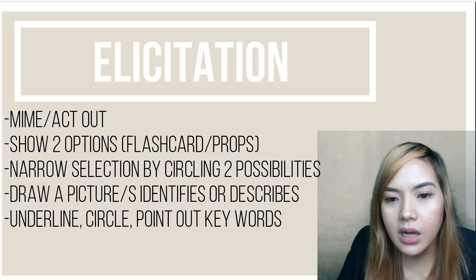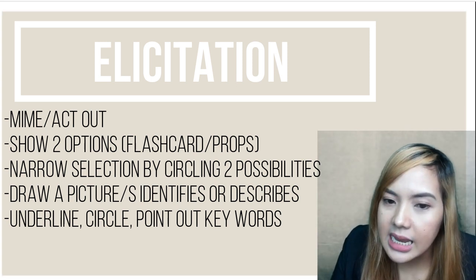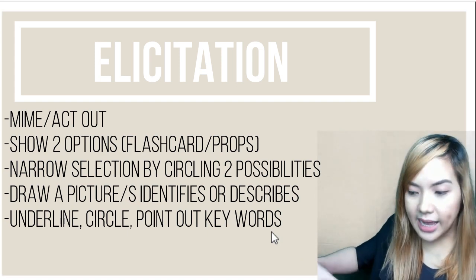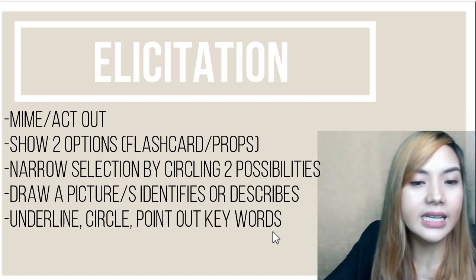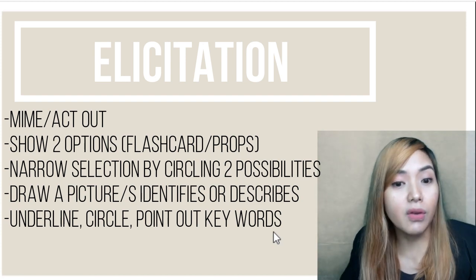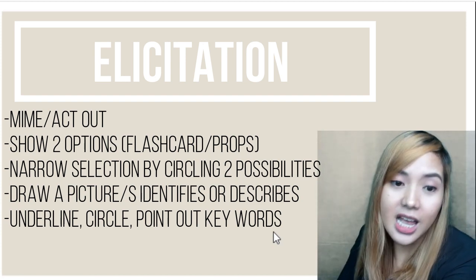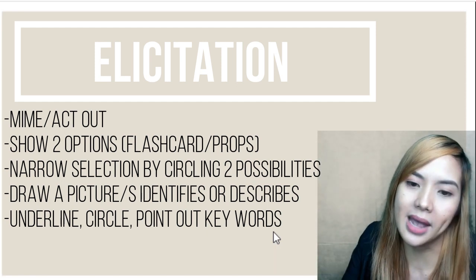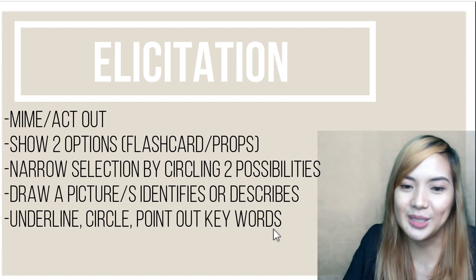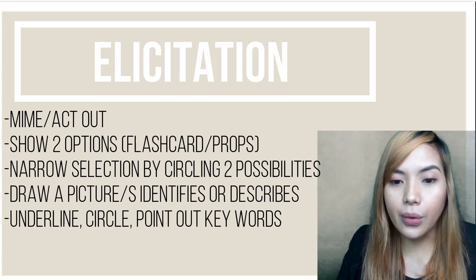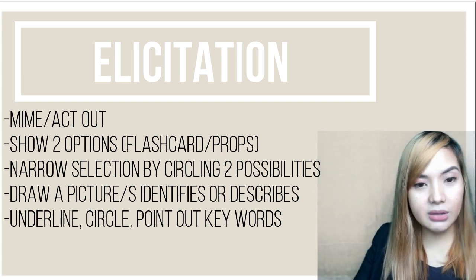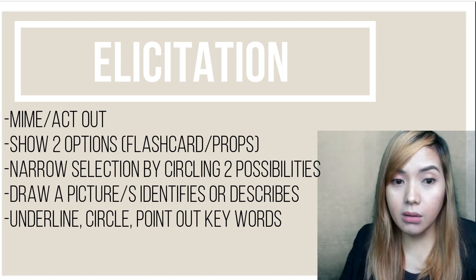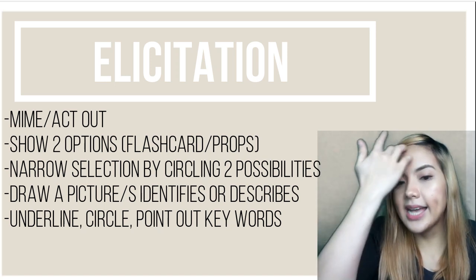There's also what we call narrow selection by circling, narrowing the selection by circling two possibilities. For example, if there are 5 possible answers on the book or on the material, instead of letting the student choose from all the 5 answers, you can just limit the choices to 2. Just circle 2 possible answers and the student will choose from those. The next is underline or circle. If the answer is already on the material, you can just give a cue or a clue that that's the answer.